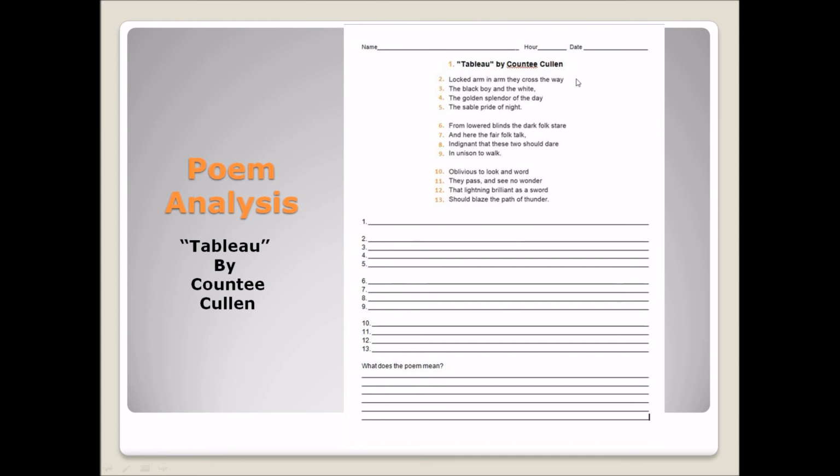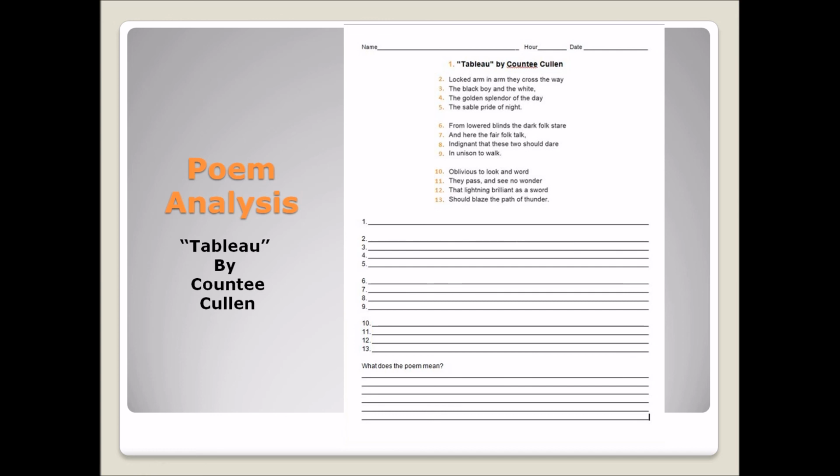Locked arm in arm they crossed the way, the black boy and the white, the golden splendor of the day, the sable pride of night. From lowered blinds the dark folk stare, and hear the fair folk talk, indignant that these two should dare in unison to walk. Oblivious to look and word, they pass and see no wonder that lightning brilliant as a sword should blaze the path of thunder.